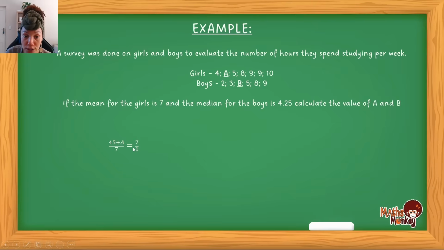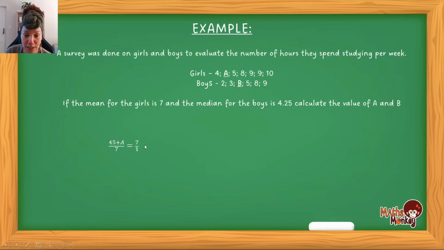And this answer, 45 plus A, the total added together, divided by the amount, is equal to 7 over 1, and I'll tell you why we put it over 1, but 7 over 1 is essentially 7. It tells you that the mean is equal to 7. So that's where I got the 7. They're telling me that the answer is 7. I know that the calculation for the mean is this.